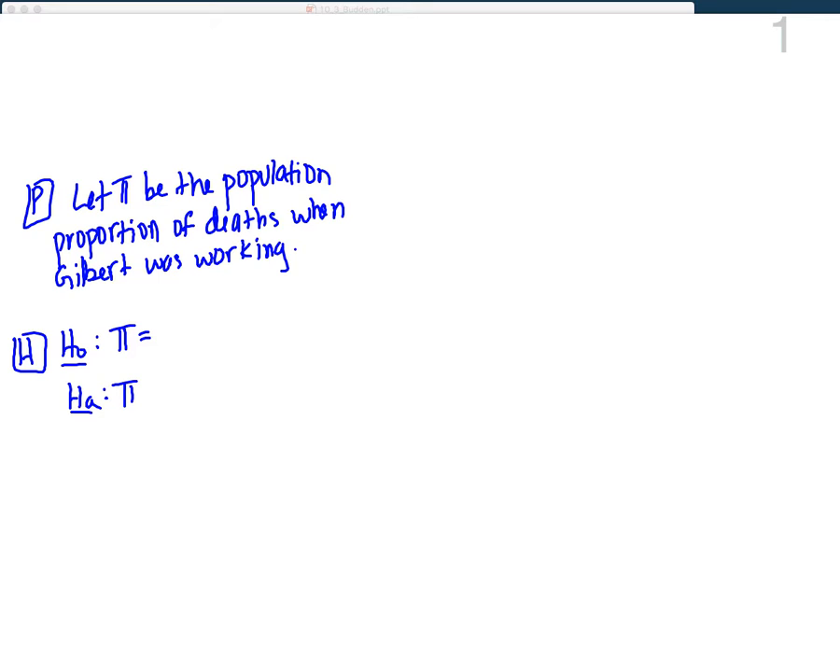Looking at the data I gave you, how many people died in total? 74. How many total patients were there? 1641. So your null is going to be 74 over 1641. That's the death rate of the hospital. Then we are going to try to prove that her death rate is higher than the hospital's.